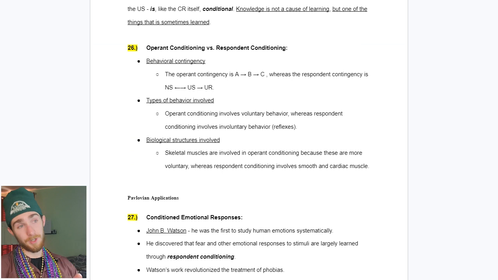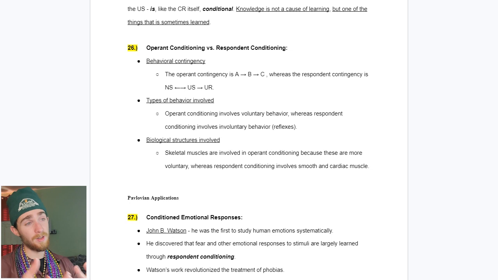That's operant conditioning. Whereas the respondent contingency is neutral stimulus in close time with unconditioned stimulus, which elicits unconditioned response. And then you know the drill. If you do this enough times, then eventually the neutral stimulus becomes a conditioned stimulus, which will elicit a conditioned response. Operant conditioning also differs from respondent conditioning in terms of the types of behavior involved.